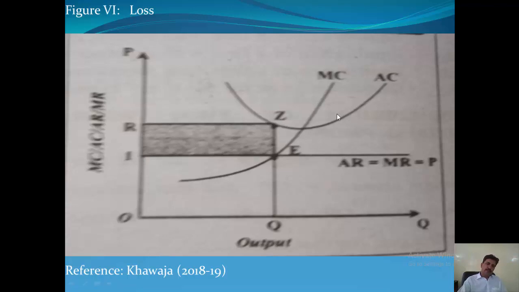But we see the average cost curve is above the price line. This means the cost is higher. If we extend this equilibrium point, the average cost curve meets it at Z. So the cost is QZ equal to OR, while the price is QE equal to OI. So the cost is greater than the price. The price is QE, the cost is QZ. So this shaded area shows the loss.